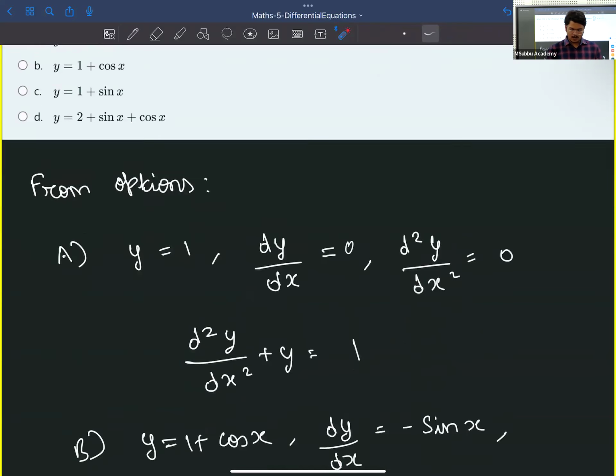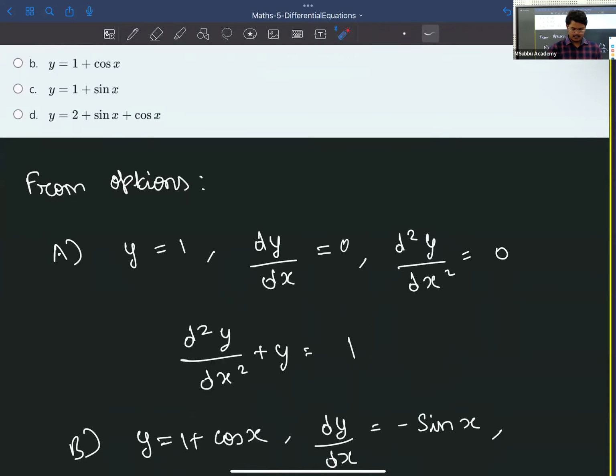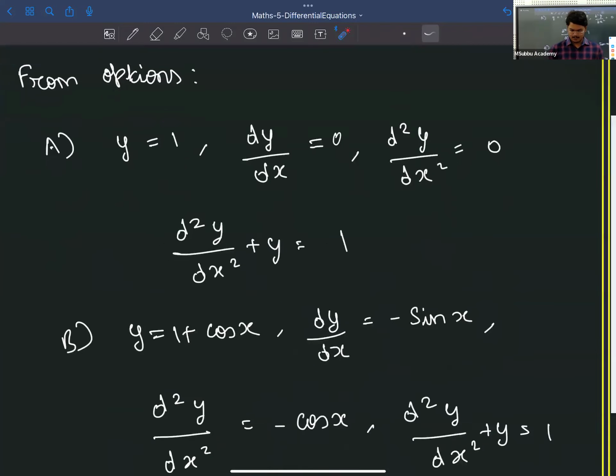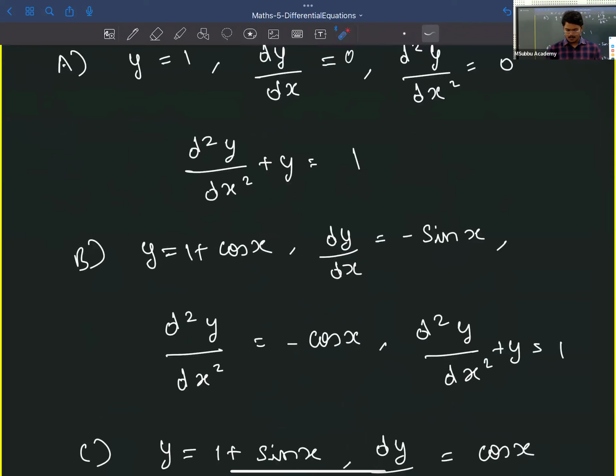They're asking which is not a solution. So moving on to the next option, which is y is equal to 1 plus cos x. So differentiate that equation. So dy by dx.